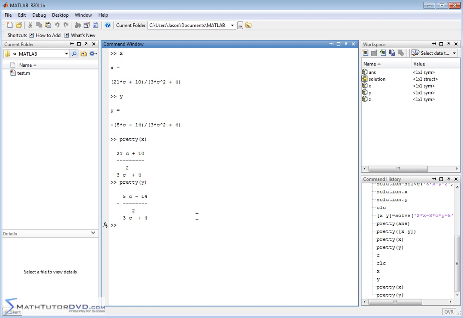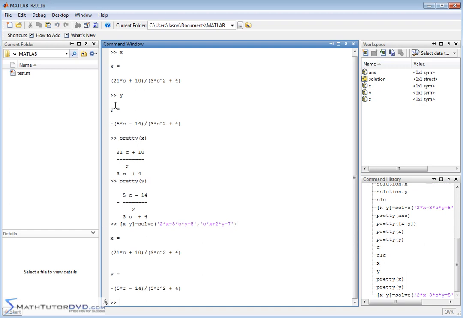Basically, you put the two equations in there in the quotations, and you assign the answers to a matrix that contains x and y. Now, the way we just did that a second ago was just like this.